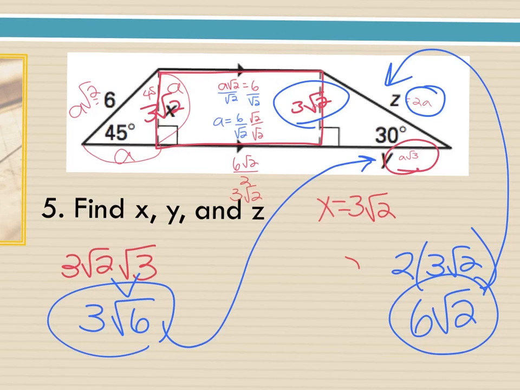So if I tell you that a square has a diagonal, what triangles am I making? 45, 45, 90. And if I've got an equilateral triangle with an altitude, what triangles am I making? 30, 60, 90. Okay, good.